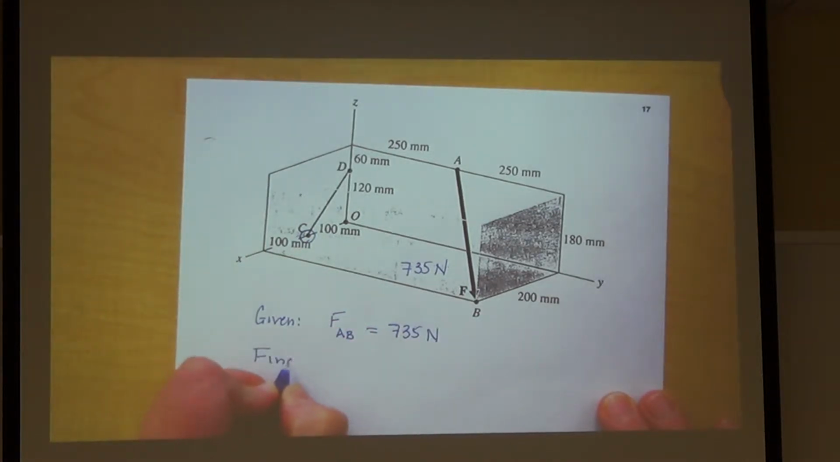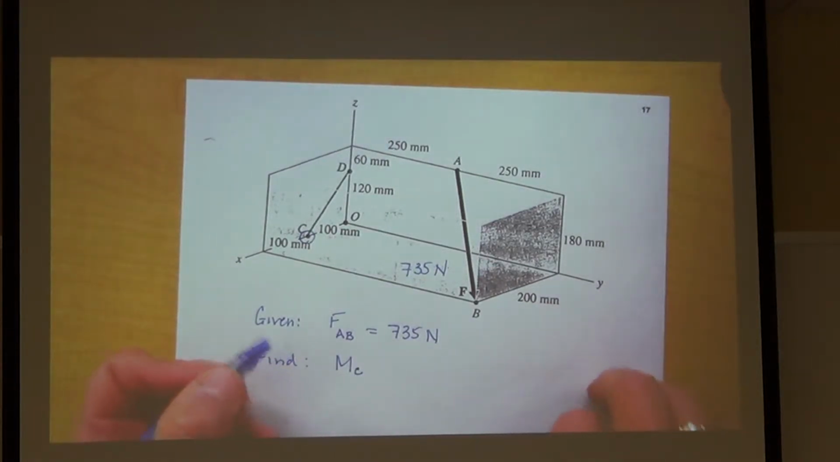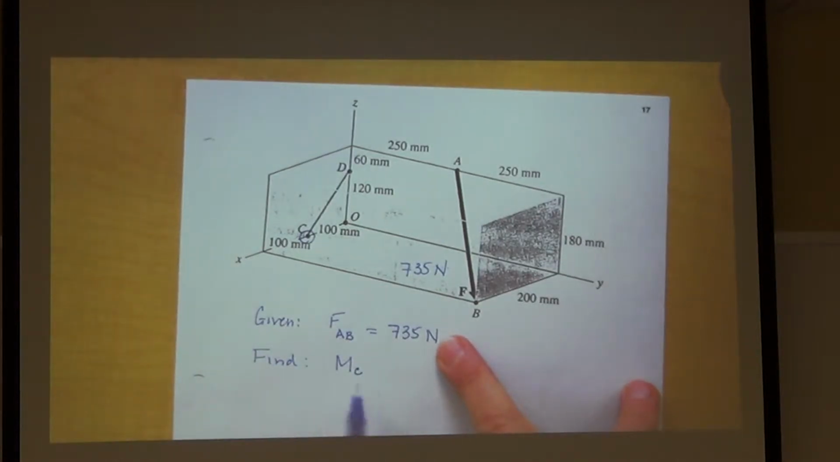And what we have to find is the moment about point C. So how do we designate that, Hallie? Moment about point C, capital M. Well, we need to find force first. Right, I'm sorry, I wasn't asking a clear question, but the variable for the moment, I'm going to call it M sub C because it's about point C.